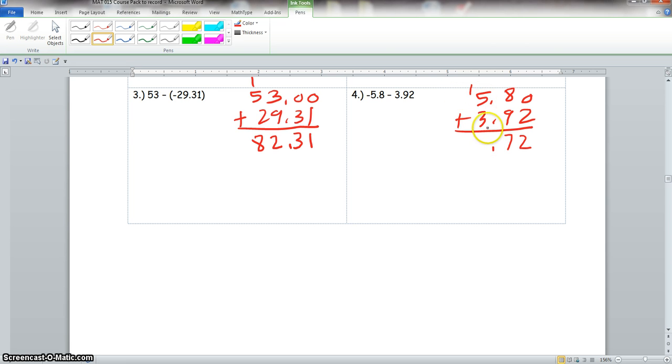1 plus 5 is 6. Plus 3 is 9. So it's 9.72. And remember, we must carry the sign. So it's a negative 9.72.